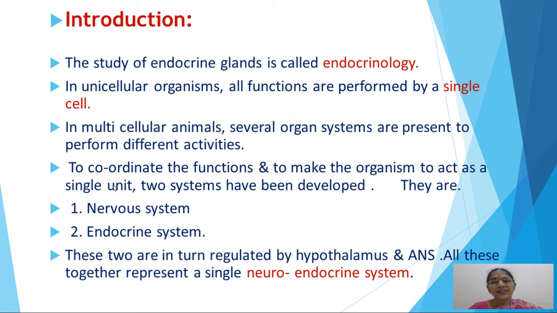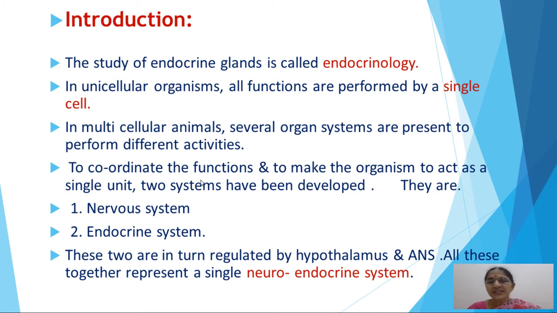Coming to the introduction, the study of endocrine glands is called endocrinology. In unicellular organisms, all the functions are performed by a single cell. Example, protozoans. Amoeba is the well-known example for that. In multicellular animals, that means in all higher organisms, several organ systems are present to perform different activities. So, examples are digestive system, respiratory system, circulatory system, reproductive system, so on and so forth.